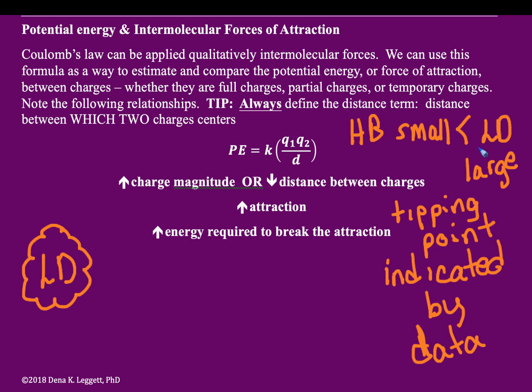So you will have a very large melting point for London dispersion compared to a smaller melting point for hydrogen bonding. And that will be your clue that you're like, oh man, I thought hydrogen bonding was stronger, but the melting point is telling me that London dispersion is larger, or the boiling point is telling me that London dispersion is larger. Oh my gosh, mind blown.